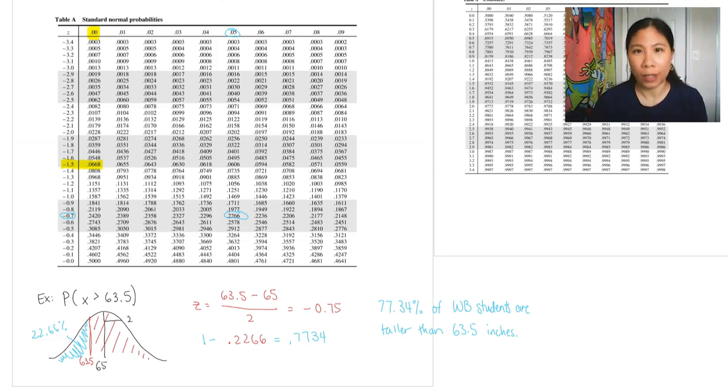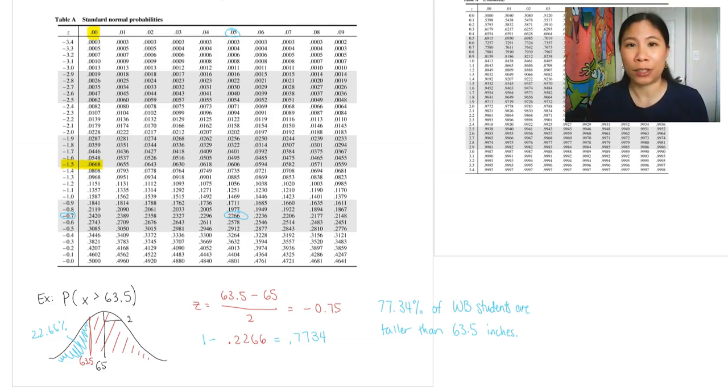So finally, what our answer means is that 77.34% of West Broward students are taller than 63.5 inches. For this problem, notice how I drew the picture, used numbers to calculate my answer, and then answered with a sentence. When we do these types of problems, we want to use all three of these things. So think numbers, pictures, words. Those are the things you need to completely answer a question.